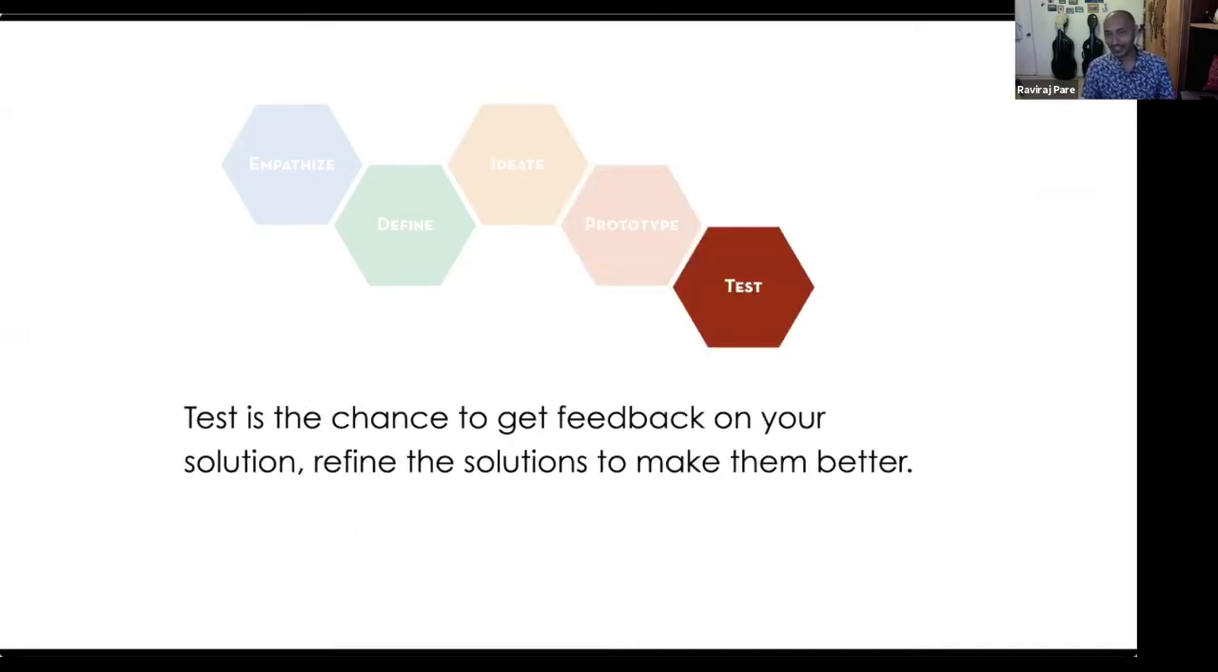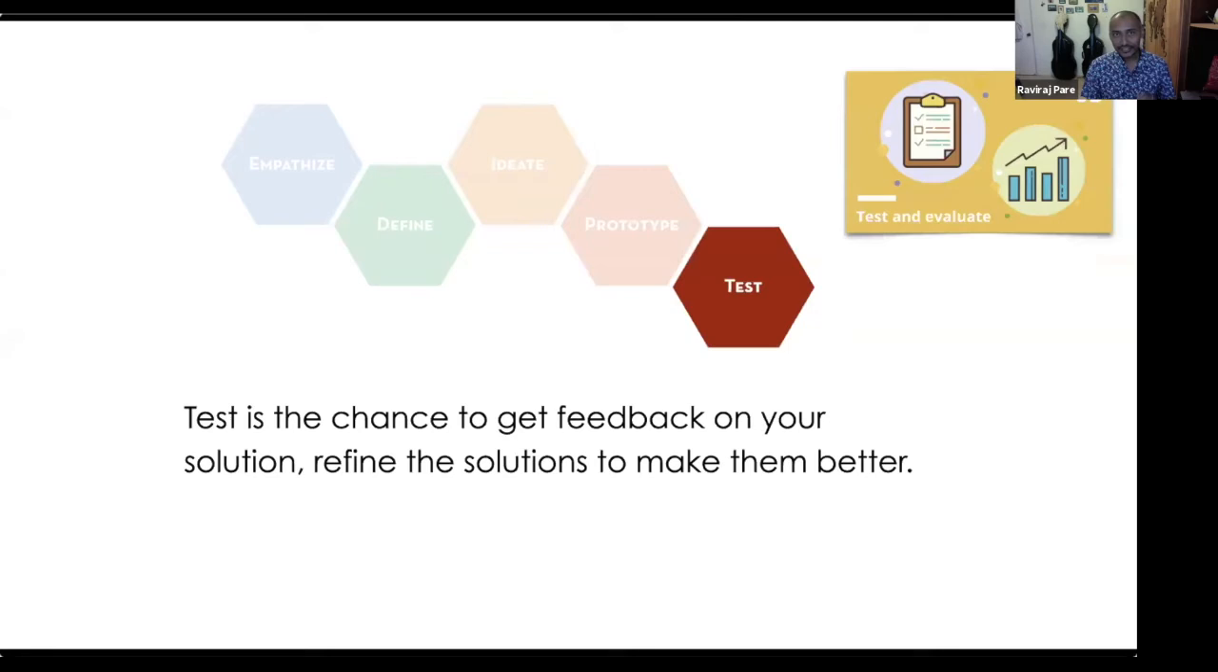The next step in the process is about testing, right? This is nothing but test and evaluate in the engineering design process. So you are going back to the user and testing out different aspects of the solution. And if there is anything amiss, it's very easy. You can fix it, right? You can change it without rolling it out.